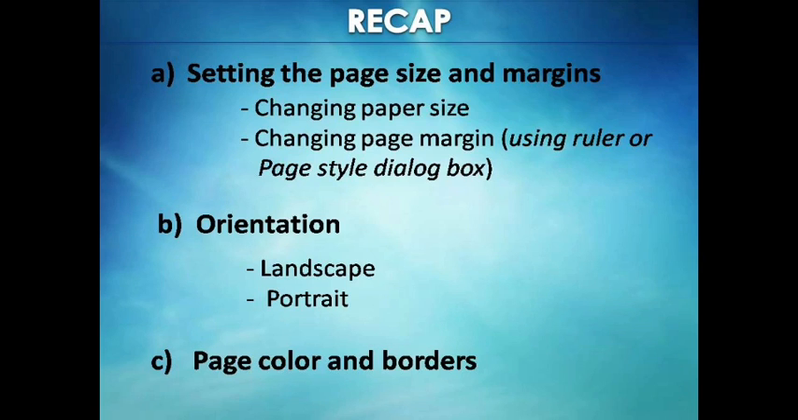Finally, we discussed page color and border. By using the same page style dialog box, we can also change the background color of our document, and we can also apply border with a different line and different color for our document or for any paragraph. We may also set any image as a background image for our document. For that, we have to select Graphic. To set the page color and border color, we have to select the Borders tab from the page style dialog box.